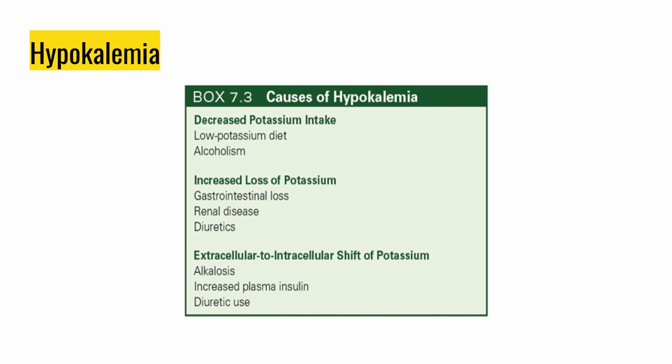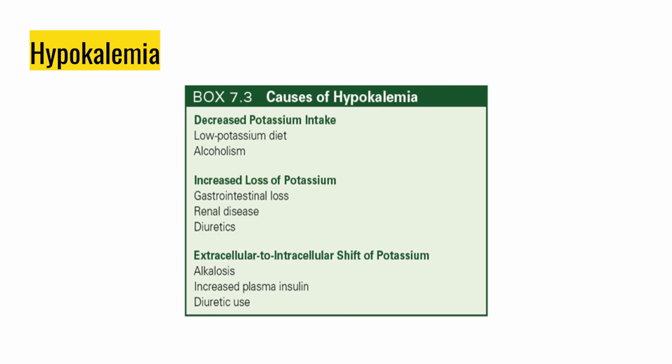So again, from chapter 7, if you have a decreased potassium intake, obviously you're going to have a low potassium level. Maybe it is your diet. Alcoholism can cause a low potassium. Increased loss of potassium can cause a low potassium level with GI loss, renal disease, diuretics. Some diuretics are potassium sparing, but I remember when my mom was on a diuretic, she had to take potassium supplements because it washed out her potassium at the same time. So that's something they'll monitor if you're on those medications.